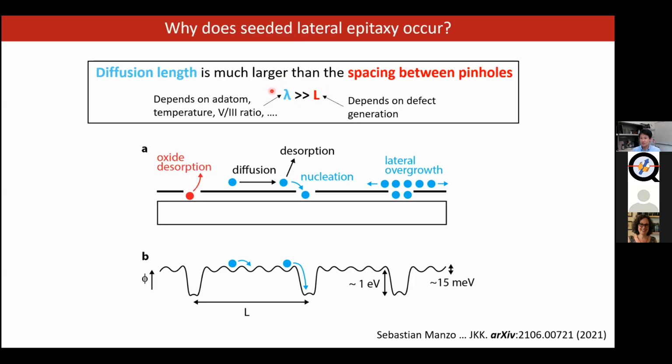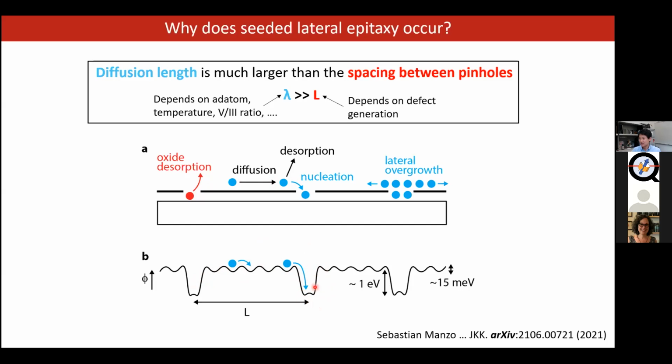If the average surface diffusion length is much larger than the average spacing between defects, then essentially all the adatoms can find their low energy bonding sites, and a seeded lateral epitaxy mechanism is what you'd expect. So again, the microscopic picture is you have these pinholes that are created by oxide desorption. You have adatoms that are coming down on the surface. Surface diffusion is very fast. So as long as its diffusion length is large compared to the spacing between defects, these adatoms can find their energetically preferred sites for bonding.